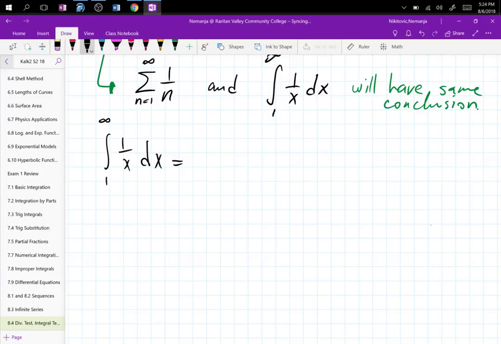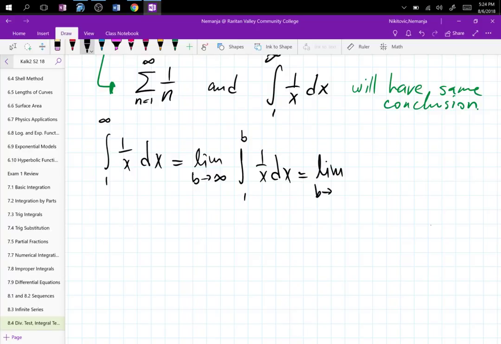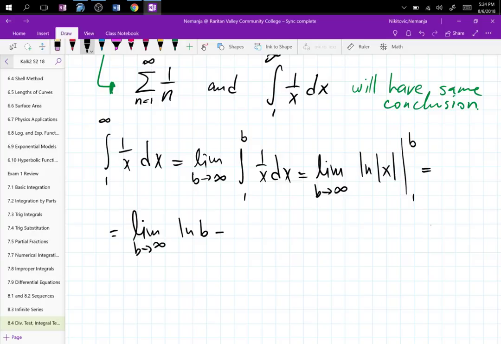Therefore, you have to use the limit procedure. So limit b goes to infinity, integral 1 to b, 1 over x dx. What is the integral of 1 over x? Very good. ln absolute x calculated from 1 to b. So this becomes limit b goes to infinity of ln of b minus ln of 1. ln of 1 is 0, so that dies. We only have ln of b.